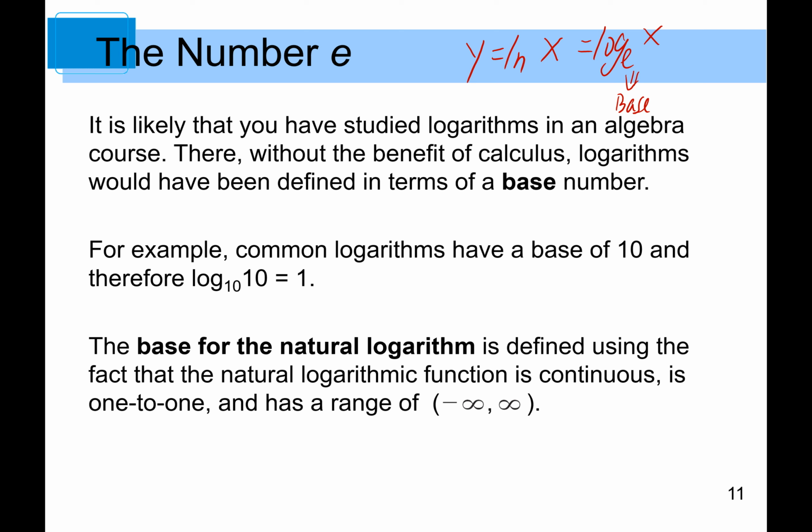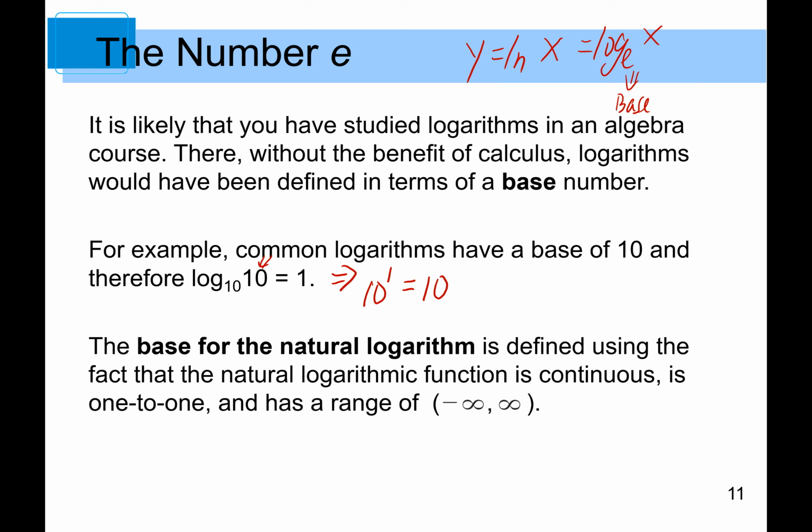Just like the common logarithm is base 10, something like log 10 becomes 1. If you switch back to the exponential expression, that should be base raised to the first power equal to this number 10. 10 to the first is equal to 10.